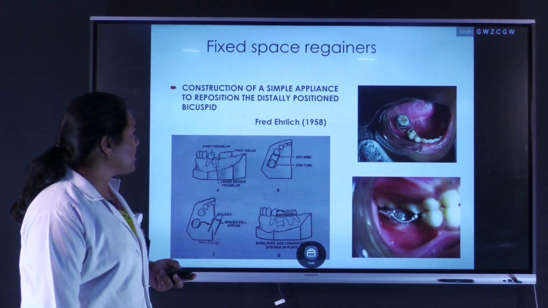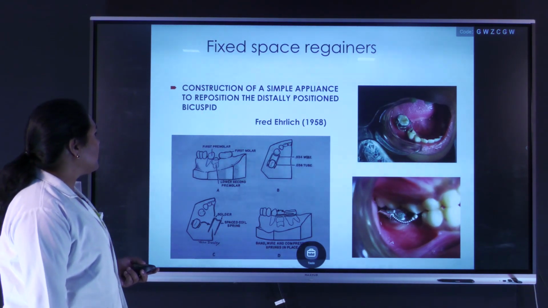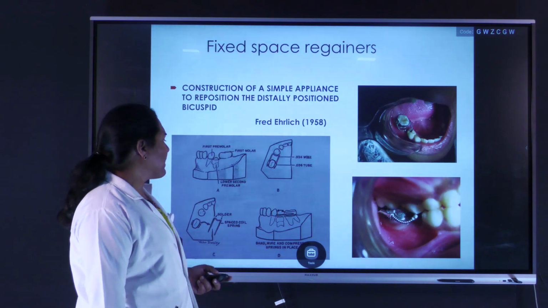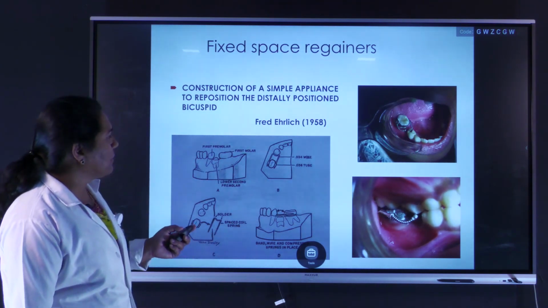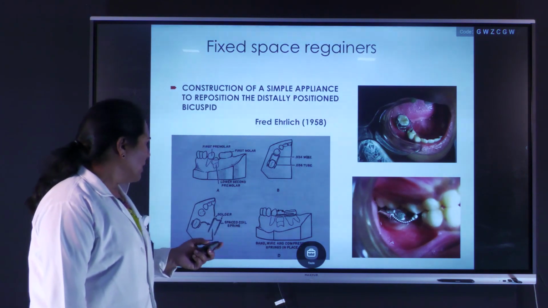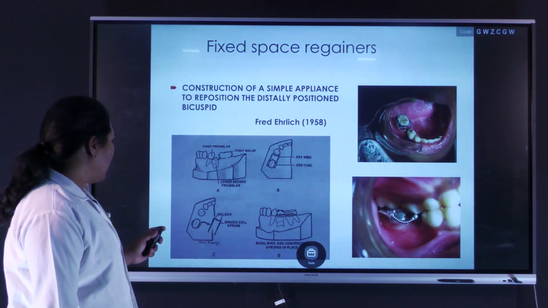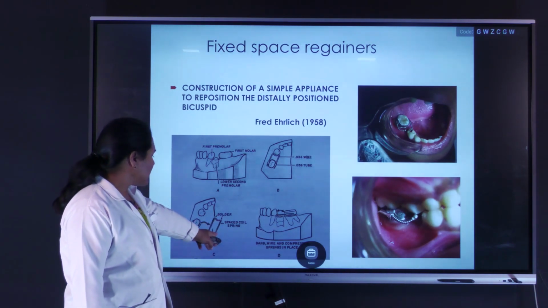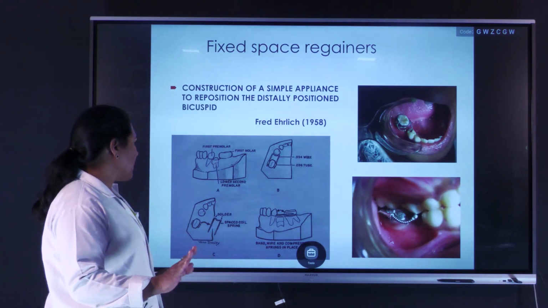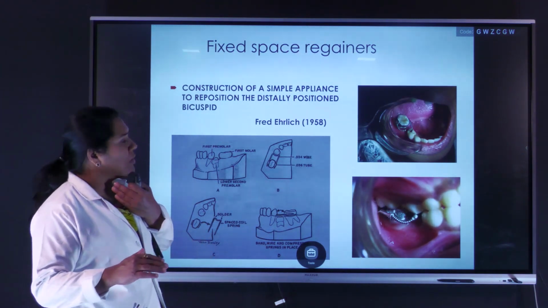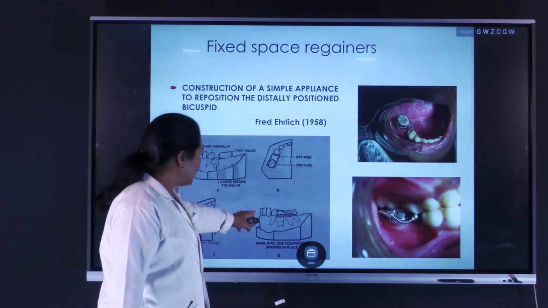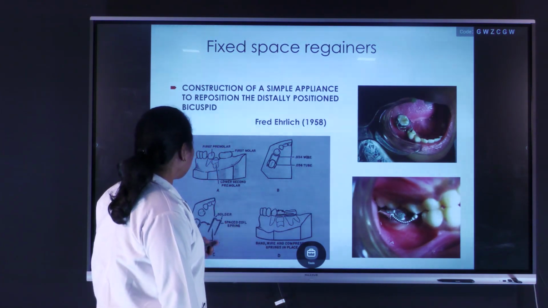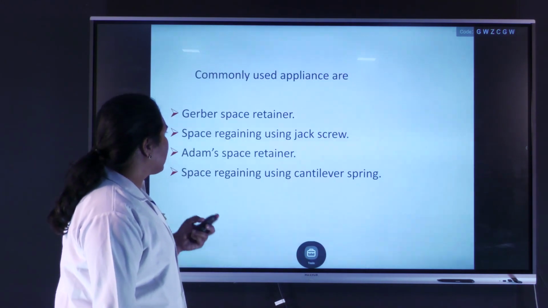So these are some fixed space regainers, such as the construction of a simple appliance to reposition a distally positioned bicuspid. There are different methods, like open coil springs, to gain the space. Here a solder joint will be placed where a coil spring is kept on the stainless steel wire, which will push the mesially migrated molars. By activation of the spring, this molar will move distally. Okay, this is one technique of space regainers.